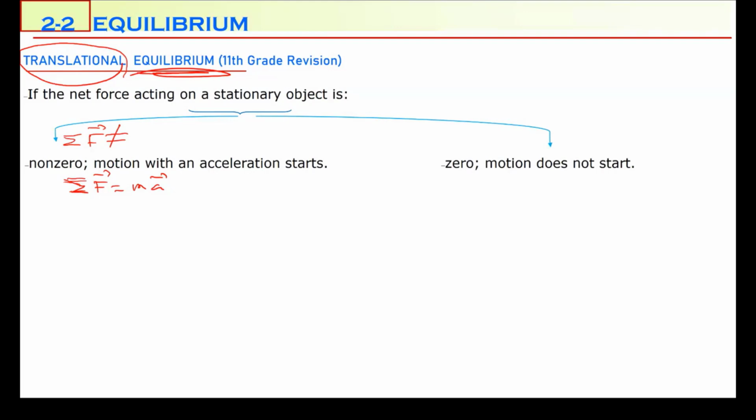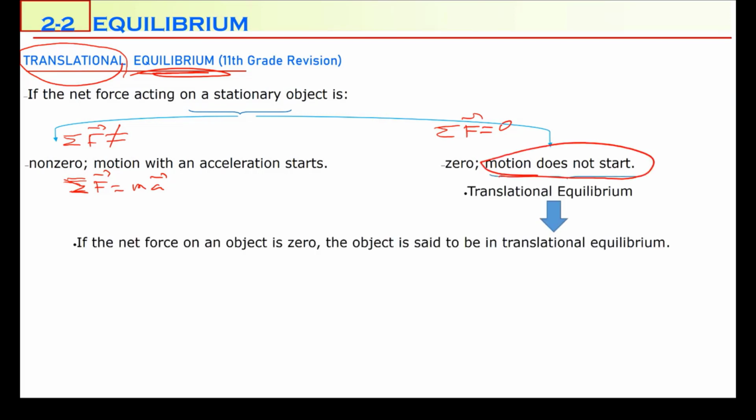What if the net force acting on the object is 0? In this case, the object does not start moving. So if the net force acting on the object is equal to 0, motion does not start. This is called translational equilibrium. If the net force acting on an object is equal to 0, this is named translational equilibrium.